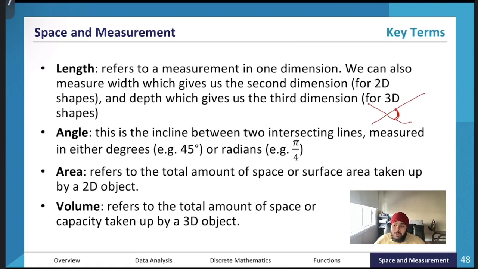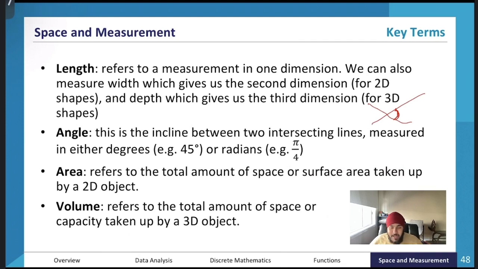I also just want to preface this by saying space and measurement has been removed from the Units 3 and 4 General Math Study Design, so you don't cover this next year. So this is just Unit 2 stuff only.